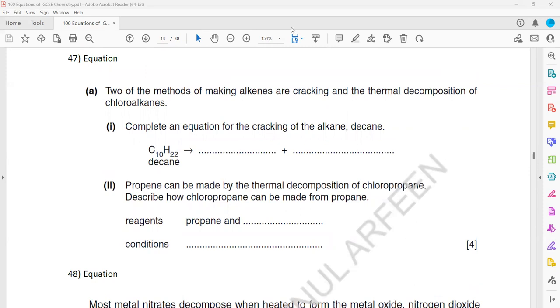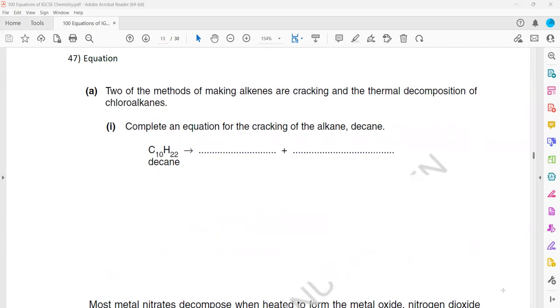Whenever this is the equation for a cracking, Yusuf, if you have any question or doubt, you can use chat to mention, like if you want me to repeat any part, because when I scroll down the screen, sometimes I don't see the chat.